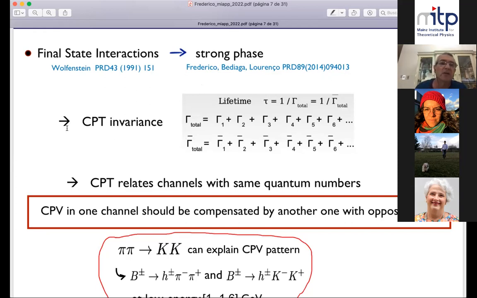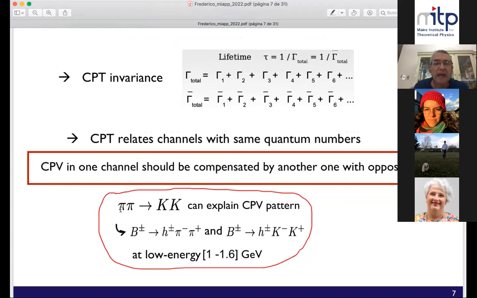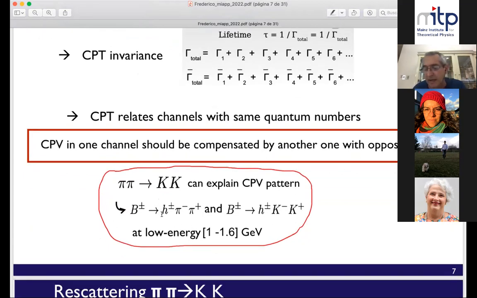So just to remind you, CPT invariance just says that the lifetimes of the particle and antiparticle are identical. But we know that the total width is the sum of all the partial widths. So if there is a CP violation in one width, it should be compensated by the others. But CPT is only able to relate channels with the same quantum numbers, and then they are coupled by the strong interaction. And indeed, in that region between 1 and 1.6 GeV, there is a strong coupling between ππ and KK̄, which can explain the pattern of the CPV in these channels, where H is a pion or a kaon.